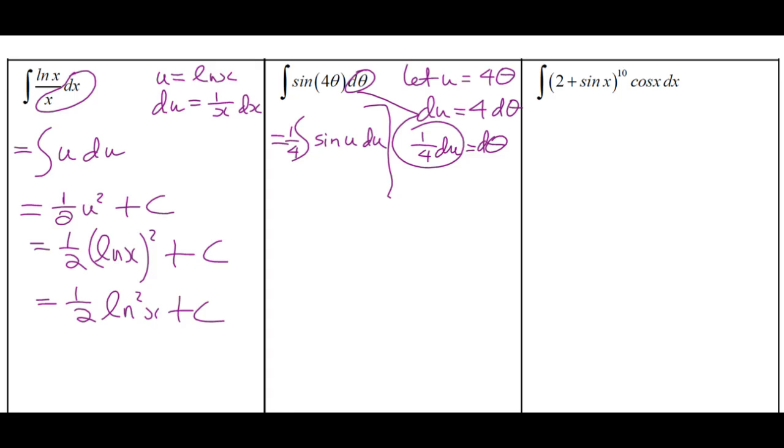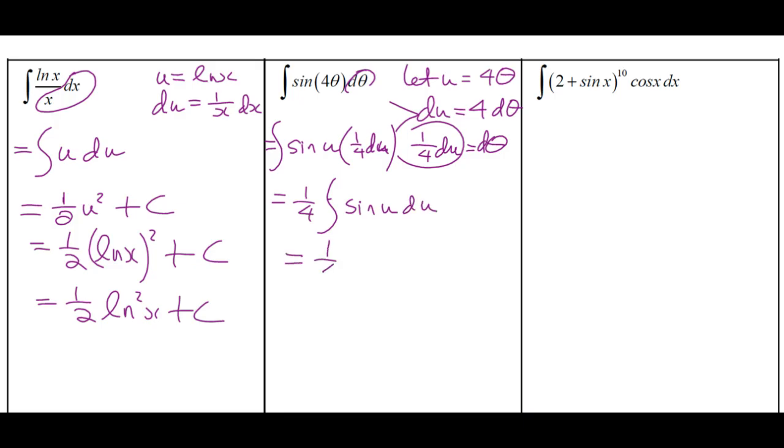You can do this in two lines if you like. You can write it as sine u 1 quarter du and then pull the 1 quarter out front. Okay, so here I'll redo it doing it that way. So you have options. So equals the integral of sine u 1 quarter du. So I'm just bracketing that so we realize the d theta became a 1 quarter du, okay, equals 1 quarter integral sine u du, 1 quarter, okay, what's the integral of sine u?